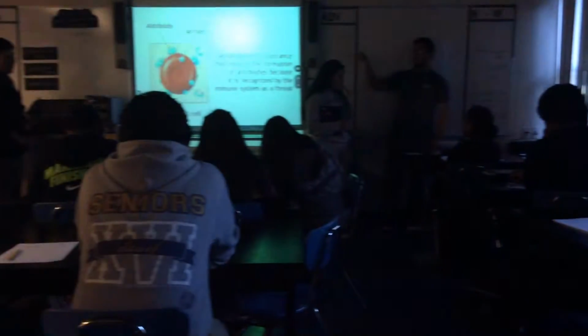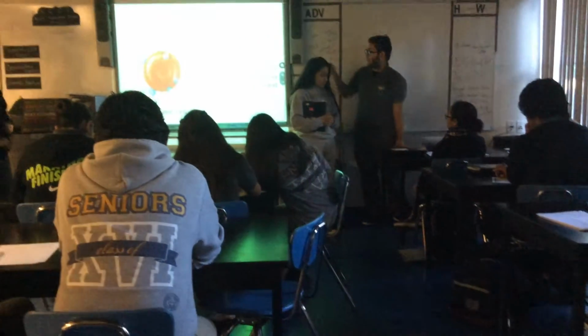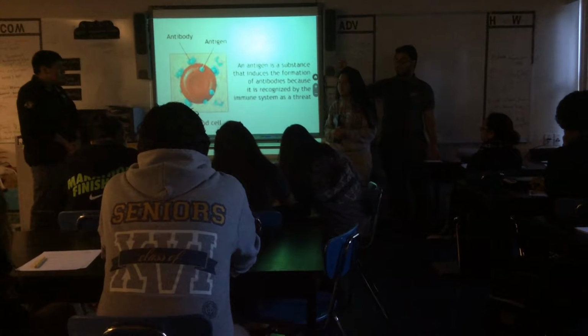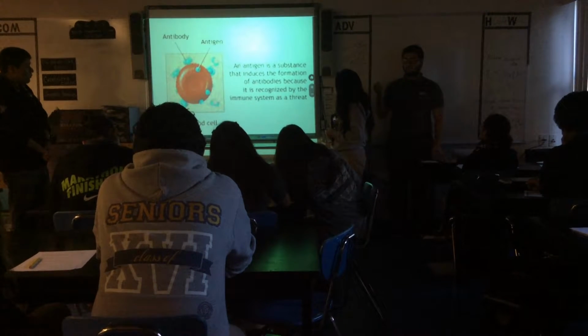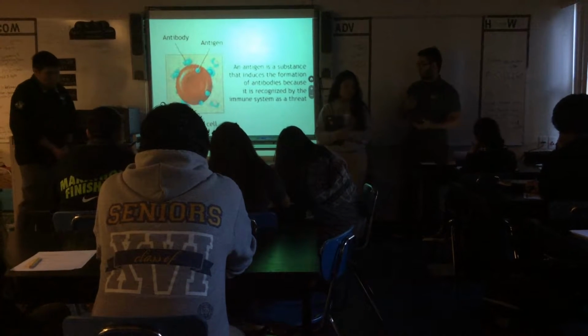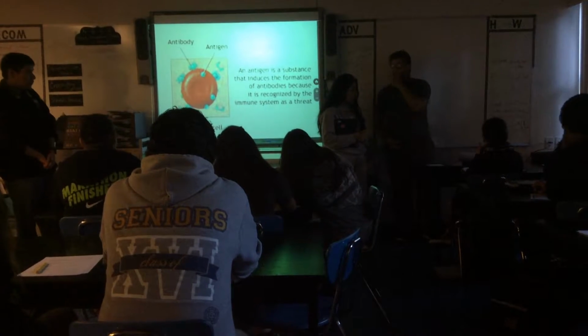This is basically what your immune system is doing as it's trying to remove the antigens. The antigen is attacking the red blood cell, and then the antibodies are going to go in and bind to the antigens and try to destroy them before it becomes too big, or try to limit the amount of growth.